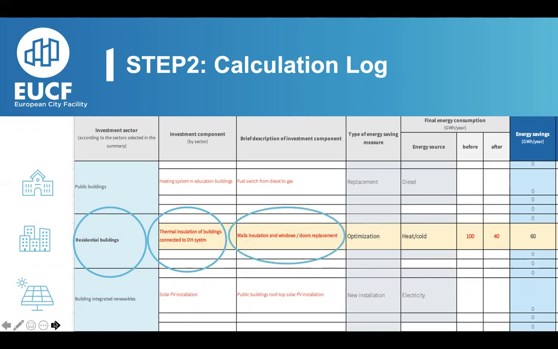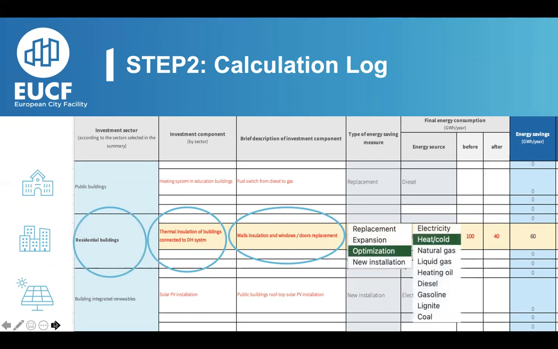The following 2 cells are gray ones. So we have to select from the drop-down menu the type of energy saving measure and the energy source to which our investment component corresponds. Hence, in our example, we choose optimization as the type of energy saving measure and heat and cold as our energy source. Again, you can use the white cells in the column to indicate further sources to those provided in the drop-down menu.